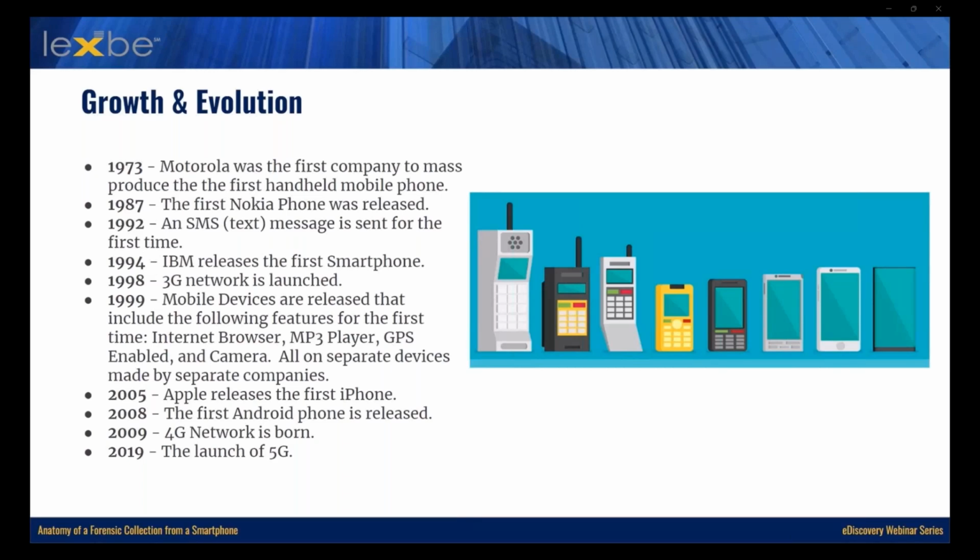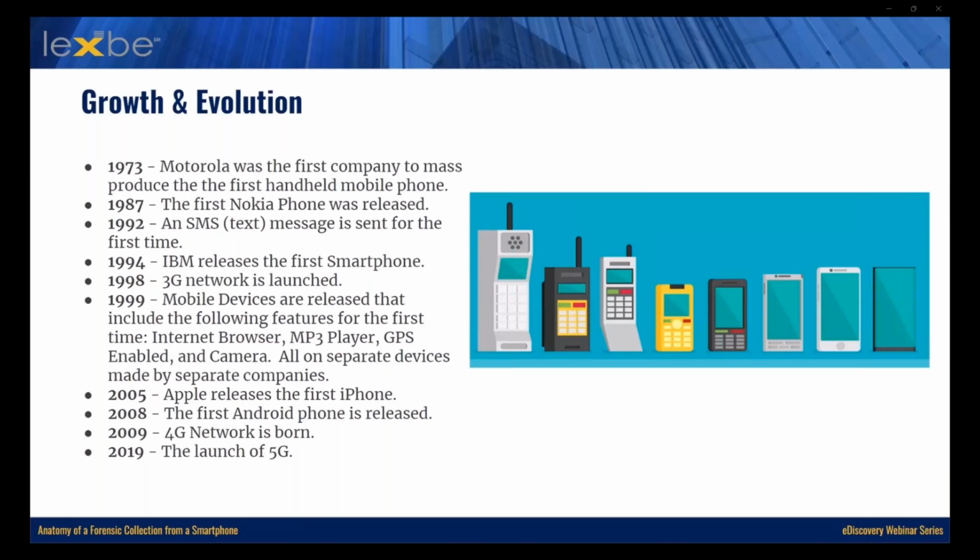1994 is when IBM released the first smartphone. And it was more of a Palm Pilot. It was considered the first smartphone. 1998 is when the 3G network was launched, which I found interesting because I thought that wasn't until the mid 2000s when 3G came out. But that was a fun fact while doing this research.